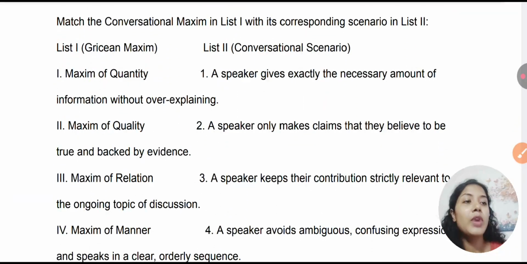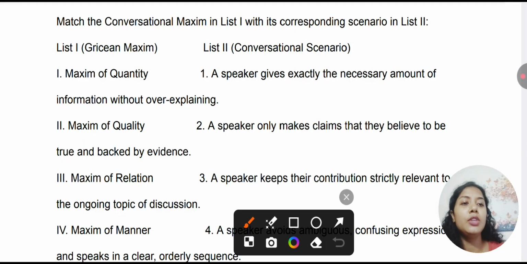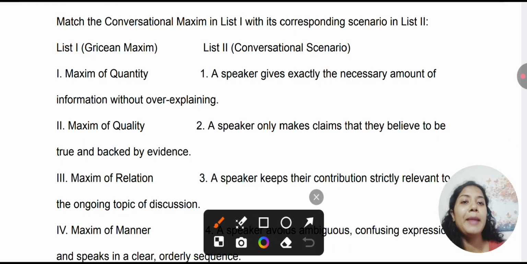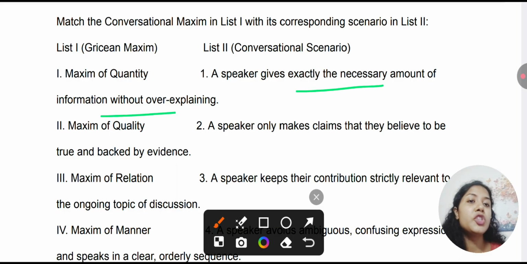चलो एक बार रिवाइज करवा देती हूँ, कोई बात नहीं. Maxim of quantity: speaker gives exactly the necessary amount of information without over explanation. Okay. जितना जरूरत है उतना ही वो आपको इंफॉर्मेशन देगा, ऐसा कुछ रैंडम अपनी तरफ से एग्जैगरेशन नहीं होगा.